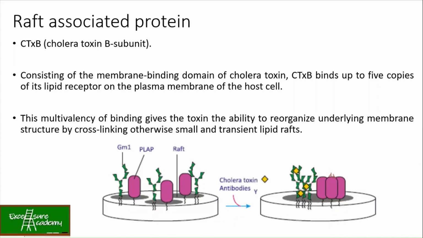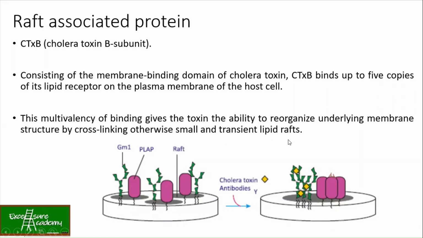So it consists of the membrane binding domain of the cholera toxin CTXB, which binds to 5 copies of its lipid receptor on the plasma membrane of the host cell. Okay, so this multivalency of the binding gives the toxin the ability to reorganize underlying membrane structure by cross-linking otherwise small and transient lipid rafts.